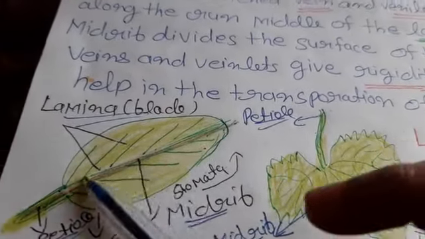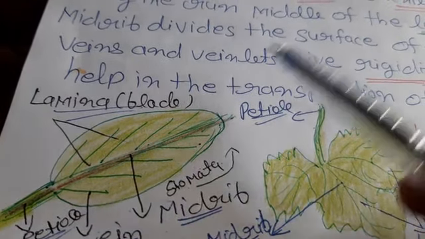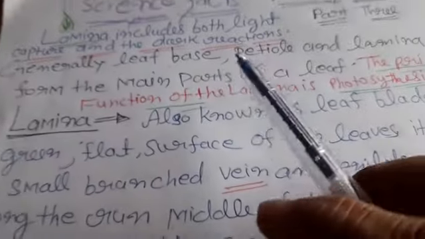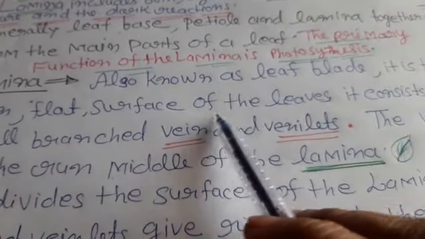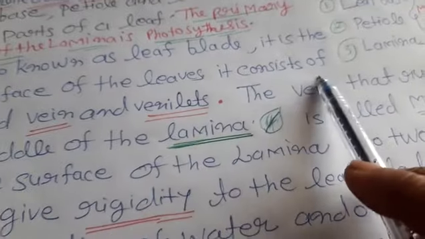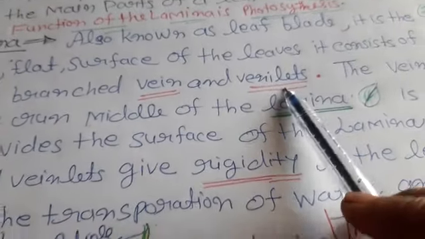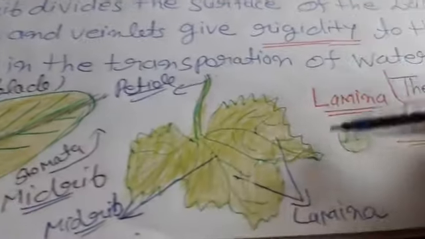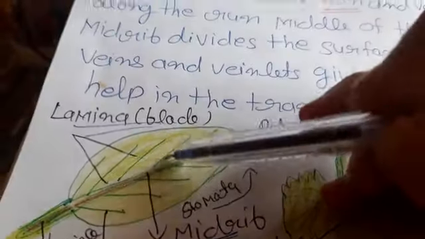Here we can see this is a broad, green, flattened part of the leaf. This is called lamina or blade, also known as leaf blade. It is the green flat surface of the leaf. It consists of small branches, veins and veinlets. Here we can see these small branches, veins and veinlets.